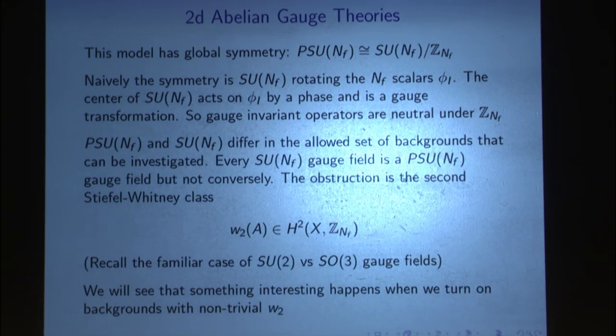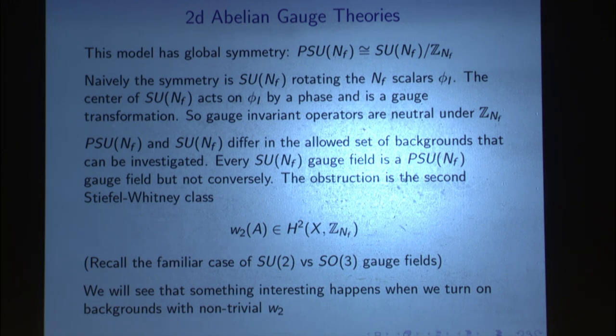From our point of view, PSU(N_F) and SU(N_F) are crucially different because they differ in the allowed set of background fields that you can turn on. So every SU(N_F) gauge field is a PSU(N_F) gauge field, but the converse is not true. The difference between PSU(N_F) and SU(N_F) gauge fields is encoded in what's sometimes called the second Stiefel-Whitney class, which is some element of H^2 of space-time with coefficients in Z_{N_F}, the center. So when this cohomology class is zero, you have an SU(N_F) gauge field. And when it's non-zero, you're talking about a PSU(N_F) gauge field.